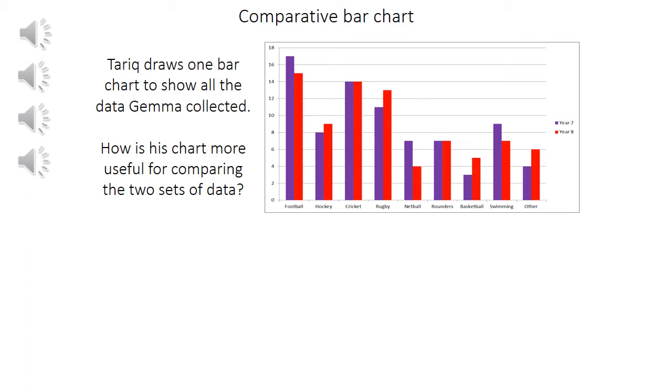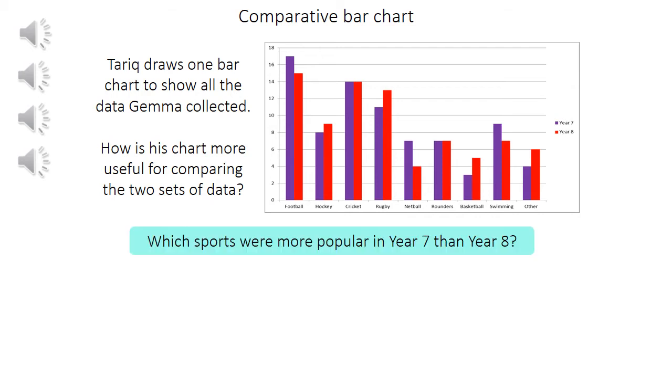But here you can see a much easier graph to look at by drawing the bar chart as a comparative graph. So here you can see that Year 7 and Year 8 are side by side on the same graph. This makes it much easier to make comparisons. So when I ask you this question, it's easy to see that the answer would be football and swimming.